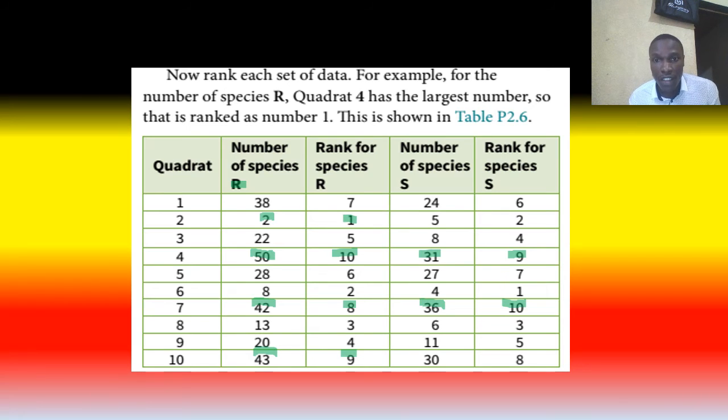Now we come to species S. It was quadrat number 7 which had the greatest number of species of S. It had 36, so we rank it number 10. When we check, quadrat number 4 had 31, so we rank it number 9. So the rank tells us which quadrat has the greatest number of species and which quadrat has the least number of species. The lower the rank, the fewer the number of organisms that were present. The higher the rank, the greater the number of organisms that were present in the quadrat. I guess you understand what I'm talking about.